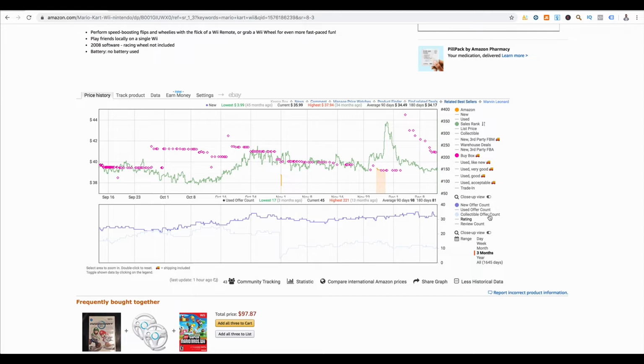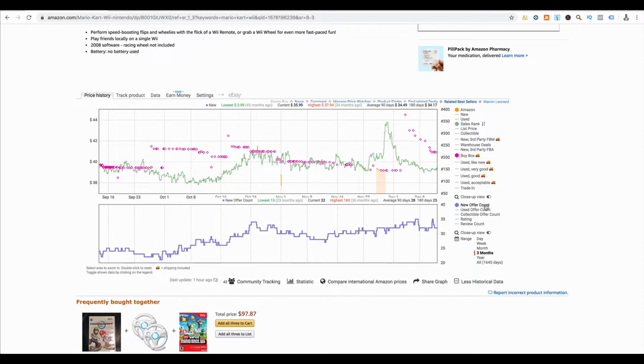And now on the bottom, we're going to only have the new offer count. This is how many sellers are selling it in the new condition. And we can see that it goes up and it goes down. But this is the bare bones minimum data we want to have turned on.